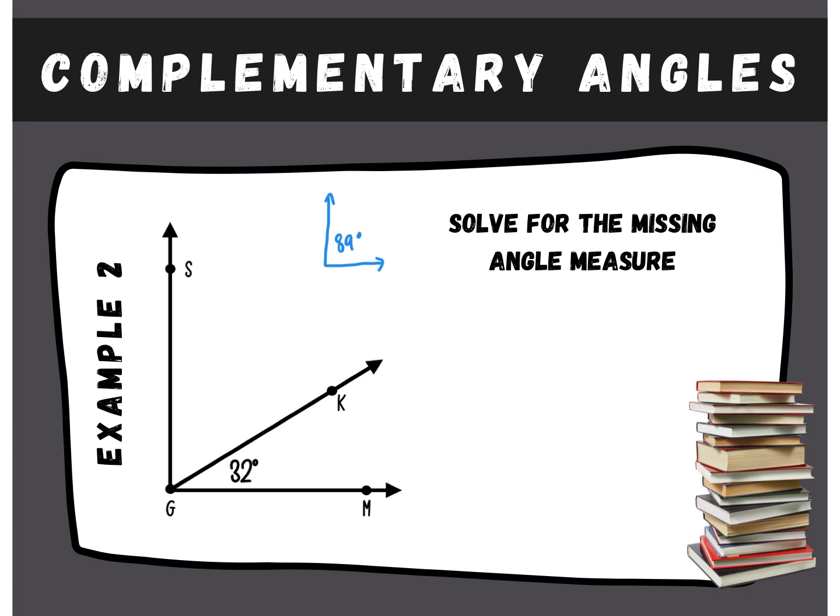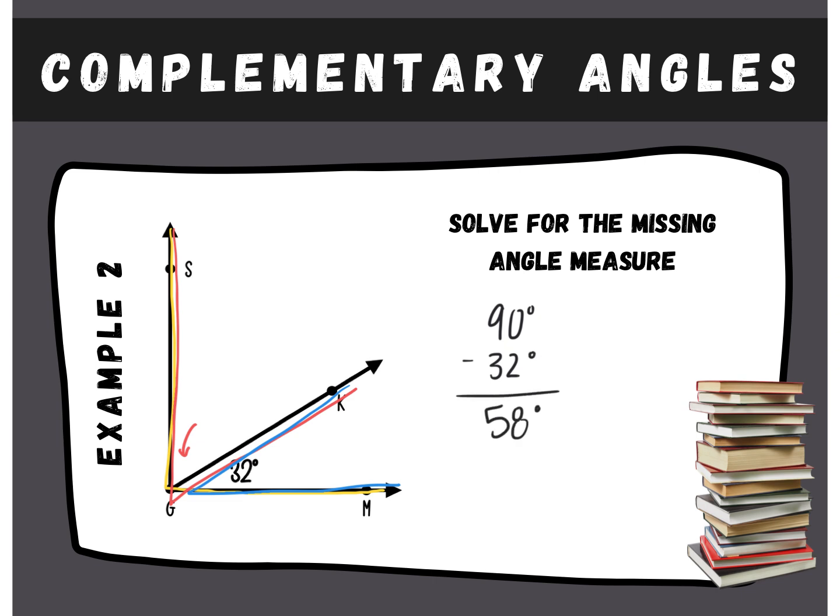In this example, I do in fact know that I'm working with complementary angles because I can see that I have the right angle symbol, which tells me that angle SGM is a right angle, which means that SGK and KGM must be complementary angles. Now, once I've got that, I know that they have to have a sum of 90 degrees, so I can take 90 degrees and subtract the 32 degrees that I already have, and I'll find that the missing angle measure, or the measure of angle SGK, is 58 degrees.